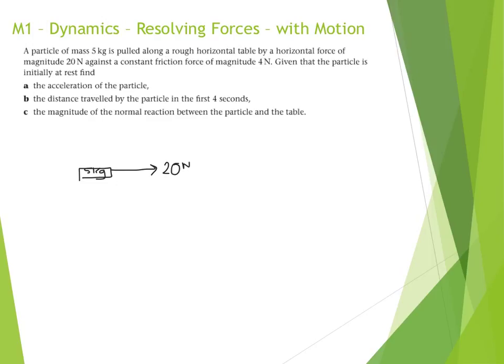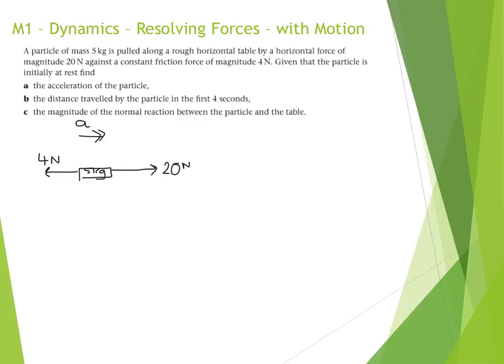Now it's pulling against a frictional force of magnitude 4, so backwards I've got a frictional force of 4 newtons because remember it's opposing the motion. We're told that, given the particle is initially at rest, we've got to find the acceleration of the particle due to these forces. We can automatically see from the diagram that the 20 is going to beat the 4, so acceleration is happening this way. And we'll look at B and C shortly.